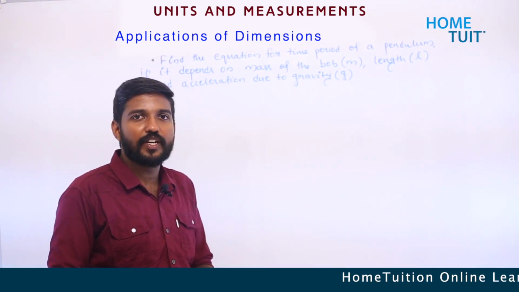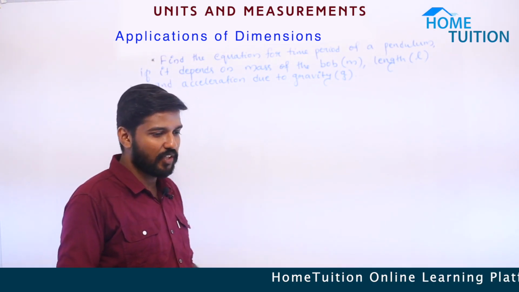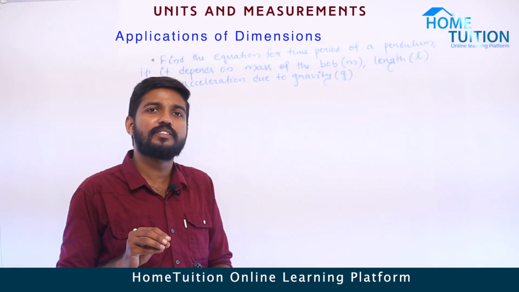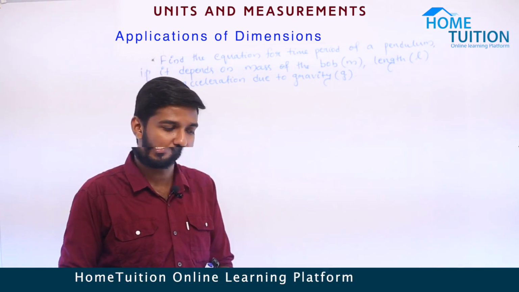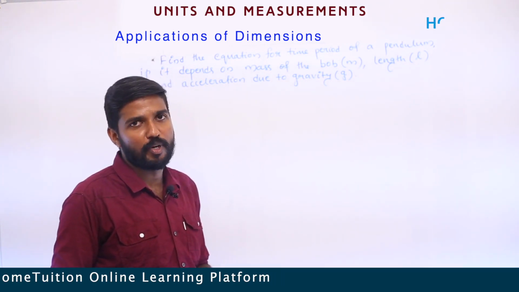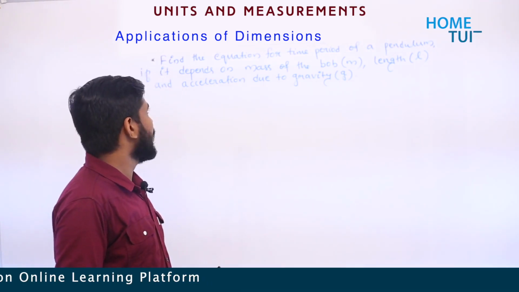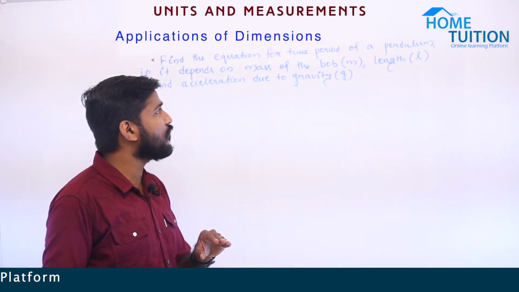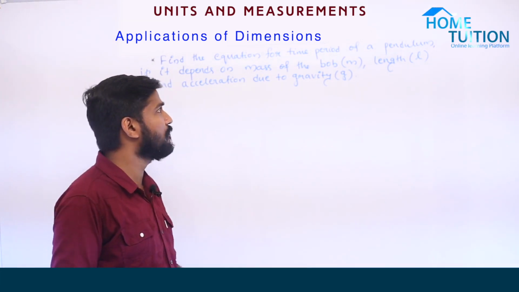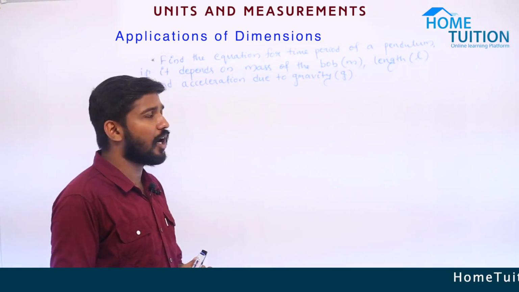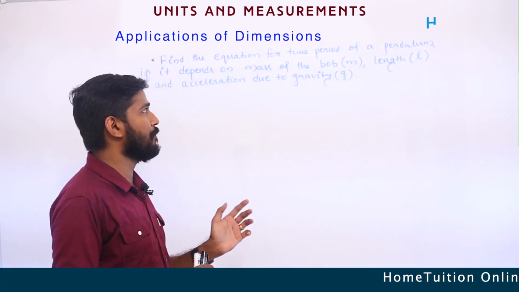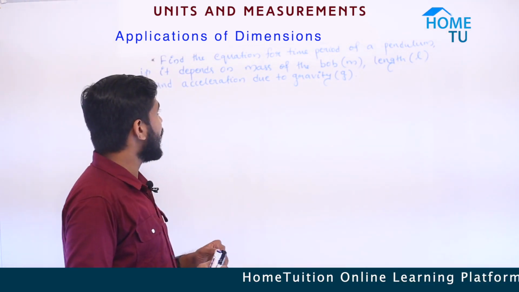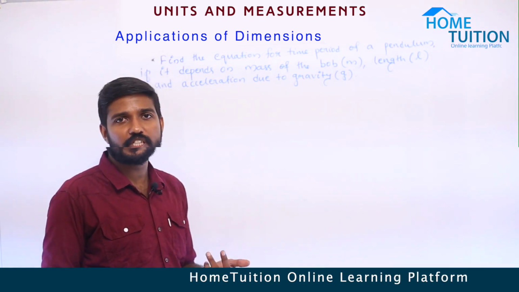So next we are going to discuss another application of dimensional analysis, that is deriving an unknown expression or equation involving physical quantities. Okay, so let's start with the problem. Here I have a problem. Find the equation for the time period of a simple pendulum if it depends on the mass of the bob, that is m, the length of the pendulum, that is L, and acceleration due to gravity, that is g.